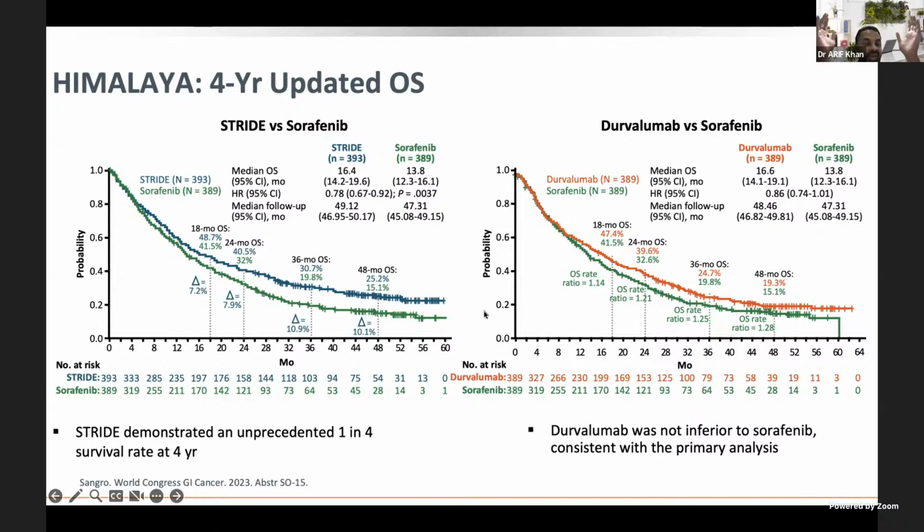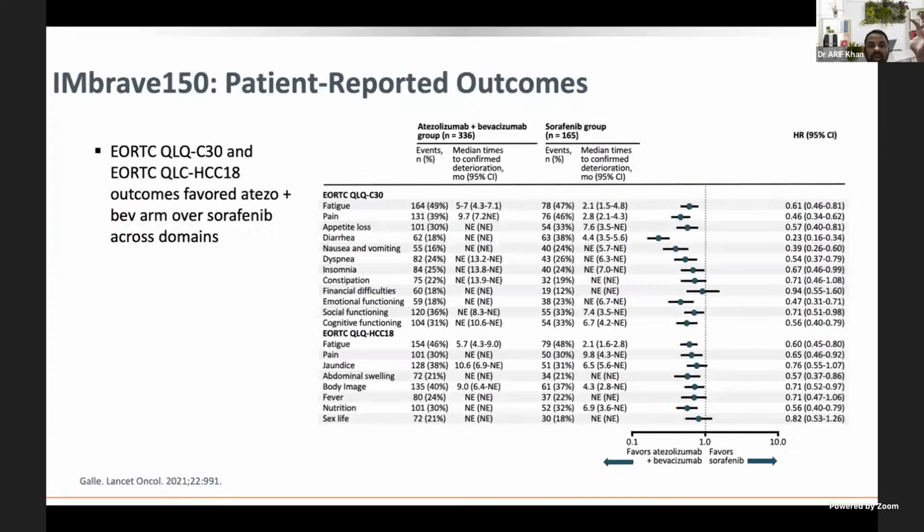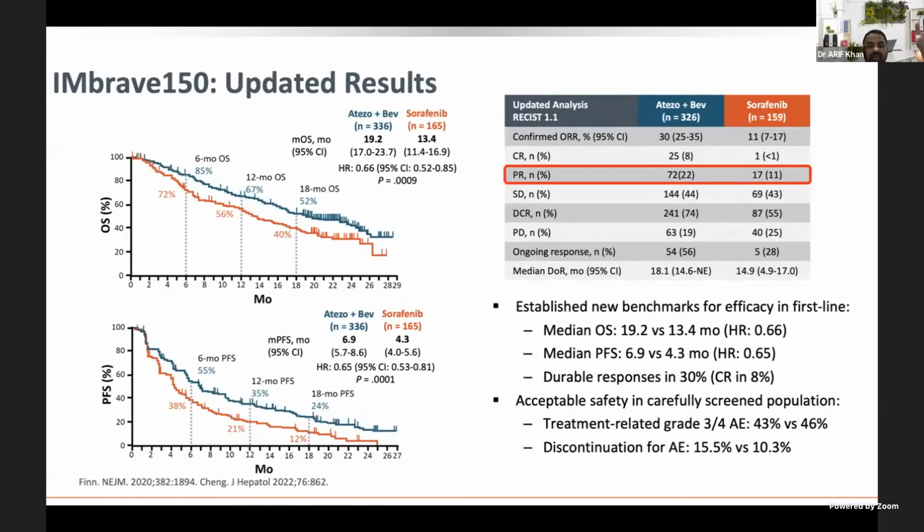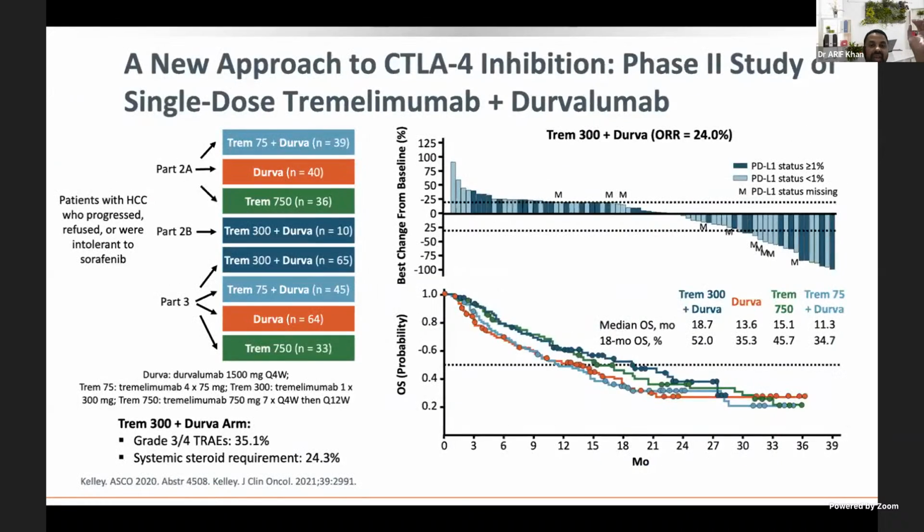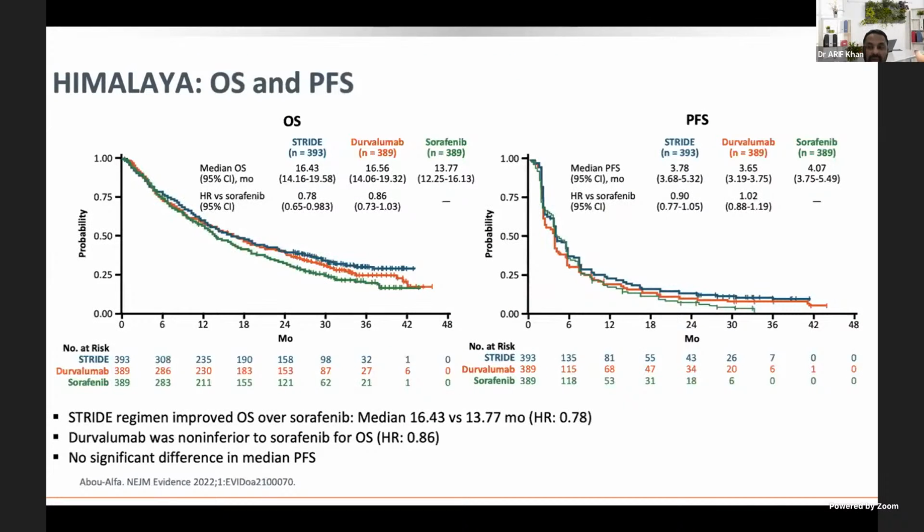So now coming to the critical appraisal, I want to draw your attention here that as we remember, in Atezo-Bev, progression-free survival was significantly improved. We did not see any PFS benefit in Durva-Tremi. That is one point which I want to highlight, that PFS benefit was not seen in Himalaya, and the regimen seems to act at a later time period. Once we give the treatment for maybe around 8-9 months, then the survival curve starts separating. So we need to give this regimen for a longer period.